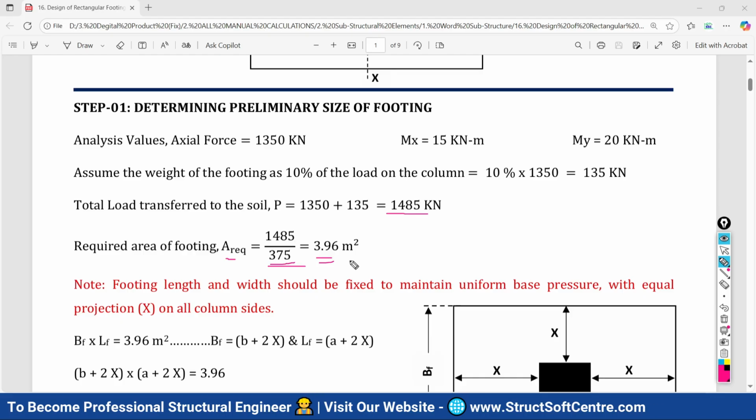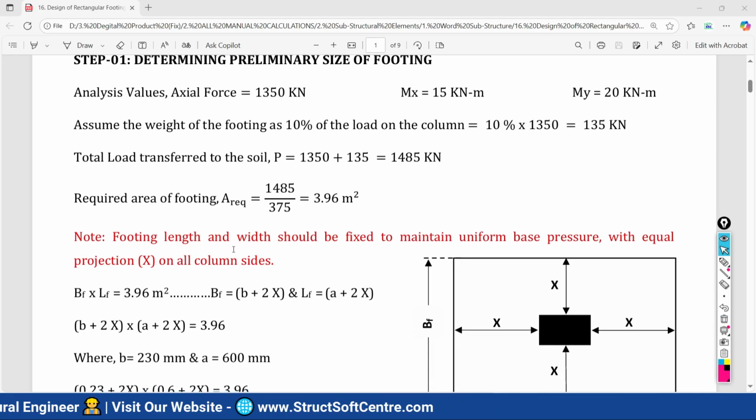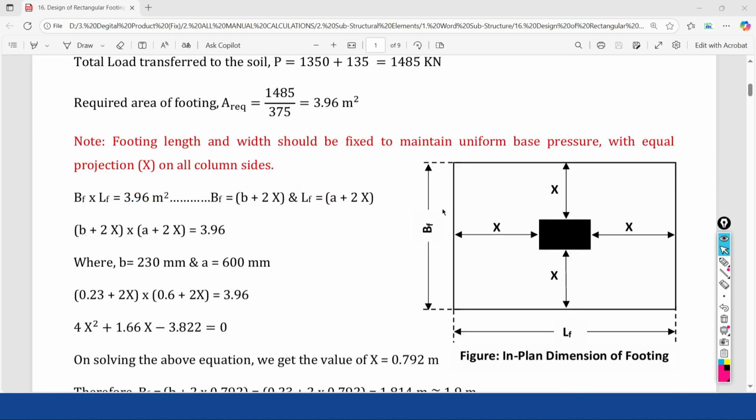If you take this, you will get the area requirement as 3.96 square meter. An important note here is that footing length and width should be fixed to maintain uniform pressure distribution, and this is possible only when you succeed in providing equal projection from all sides of the column. What does it mean? Try to understand, it is very important.